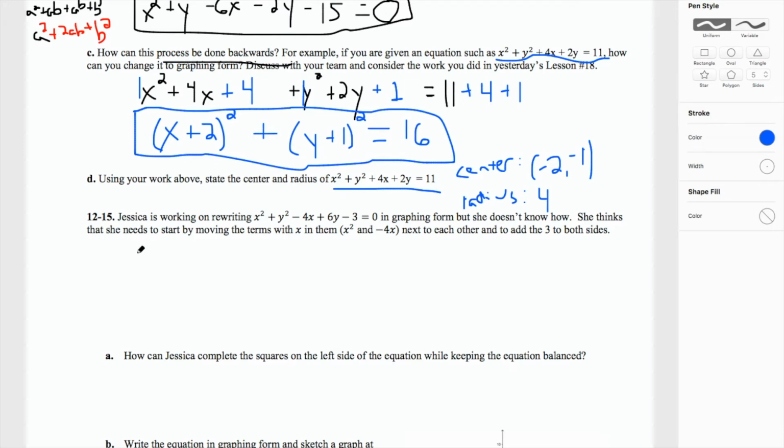Okie dokie, Jessica's back here again. Jessica's working on rewriting this general form circle, we know it's a circle because we have an equal amount of x squareds and y squareds, in graphing form, but doesn't know how. She thinks that she needs to start by moving the terms with x in them next to each other and to add the 3 to both sides.